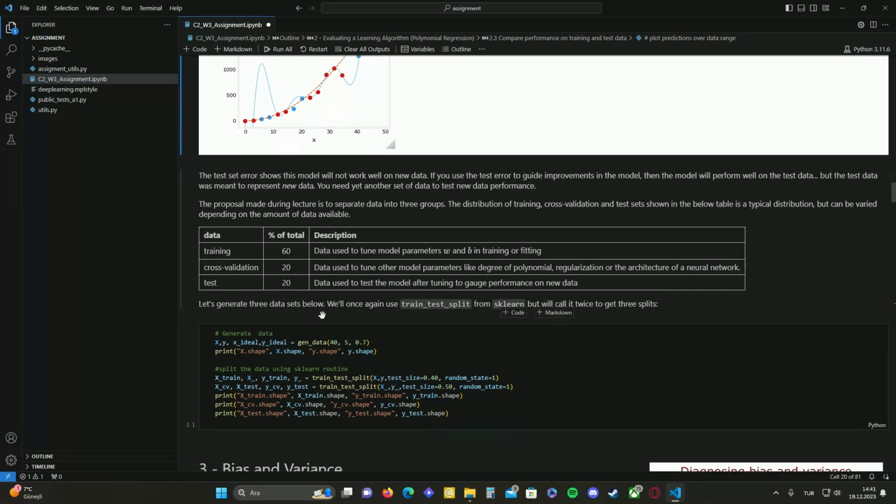Let's generate three datasets below. We'll once again use train_test_split from sklearn, but we'll call it twice to get three splits.